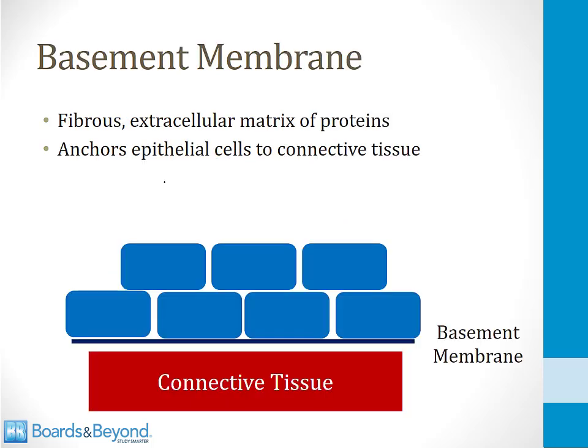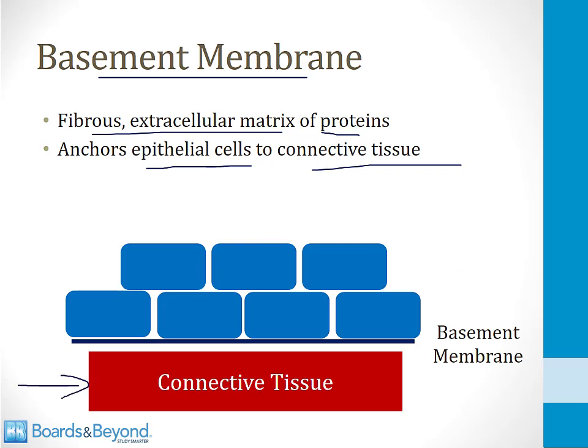Closely related to epithelial cells is a structure called the basement membrane. As the name implies, this is a membrane that's found underneath, or in the basement, of layers of epithelial cells. It's made up of proteins. It's a fibrous extracellular matrix, meaning a whole bunch of proteins linked together, and its job is to anchor epithelial cells to the connective tissue as I've shown in this picture. So for example, if you have connective tissue under the skin, you might find a basement membrane linked to that connective tissue, which in turn links to the epithelial cells, which may be layered in the skin.